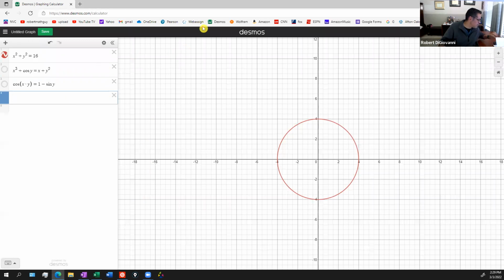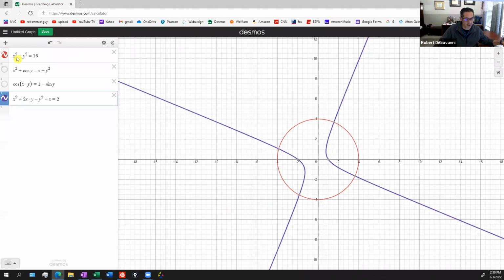The original function was x squared plus 2xy minus y squared plus x equals 2. So there's the graph of the actual curve. This is the implicit equation graph. We were looking at the point (1, 2), which is that black point.